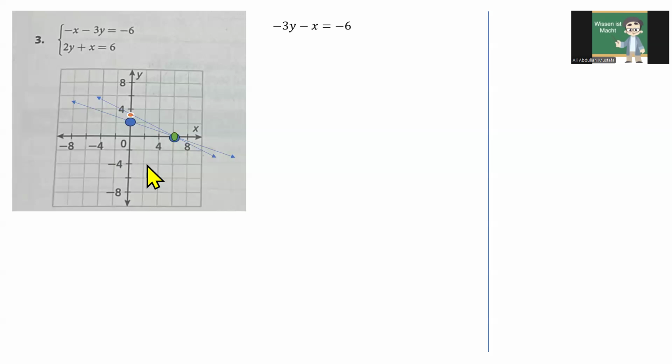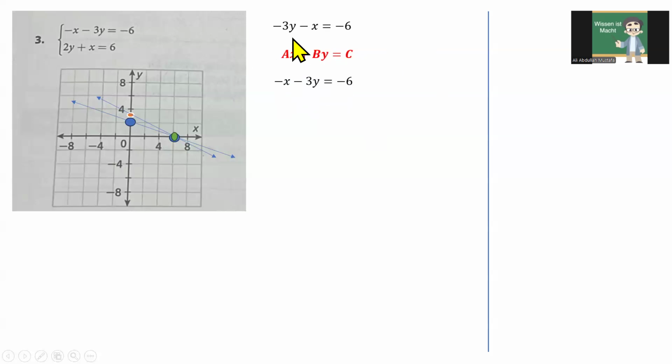Now let's see how I drew these two lines. How did I draw them? I came to the first equation, minus x minus 3y equals minus 6. I have to compare this with the standard form of the equation, ax plus by equals c. Of course, you can change the position of these. If this is not comfortable for you, you can put the x term on top of x and the y term on top of y.